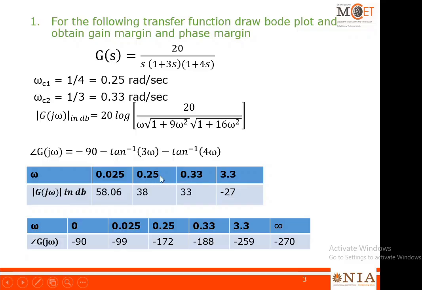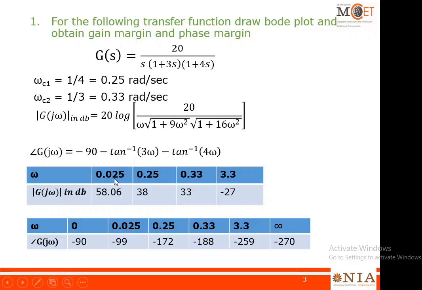You have to choose a frequency lesser than the first corner frequency and a frequency greater than the highest corner frequency. So I have chosen it as 10 times lesser so that the graph is easy for us to draw in a semilog graph sheet. I have taken it as 0.025 radians per second, and a frequency greater than 0.33, I have taken as 3.3 radians per second. So for four frequencies, I am going to compute the magnitude.